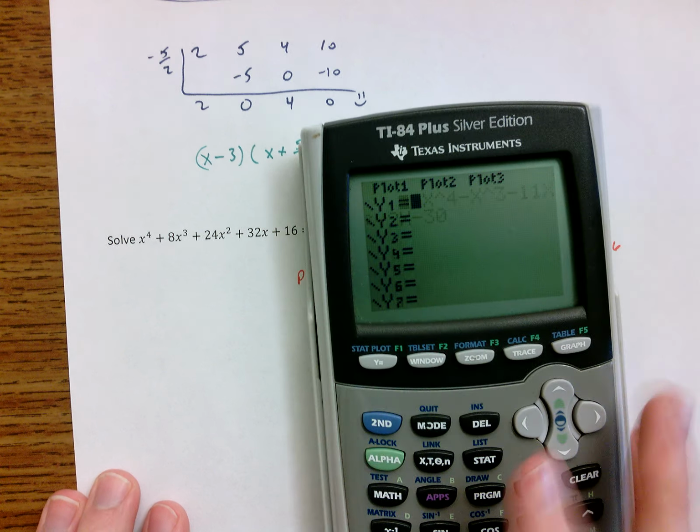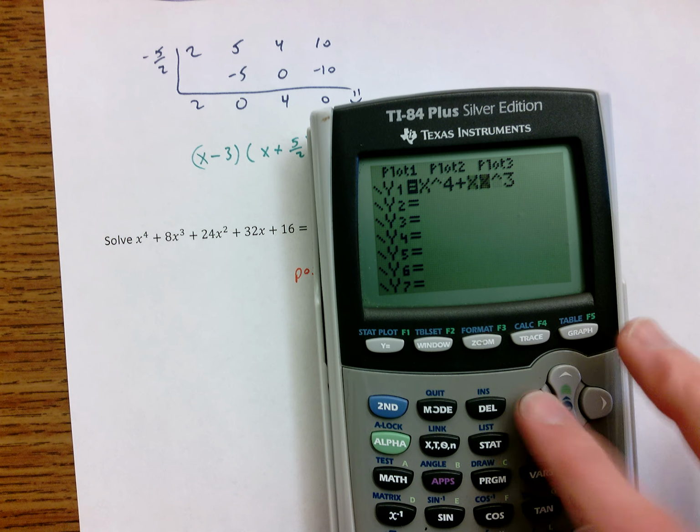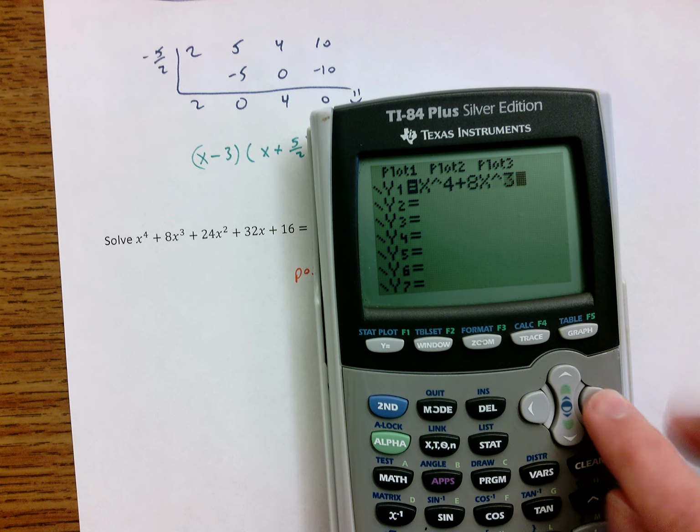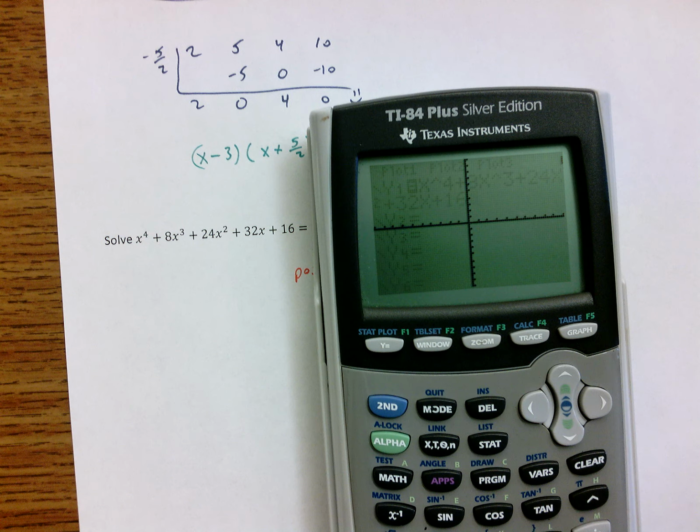Again, I'm going to go back to my graph and graph this. Oops. That was supposed to be an 8. There we go, that's better. 24x squared, 32x, and 16. And let's take a look at this.